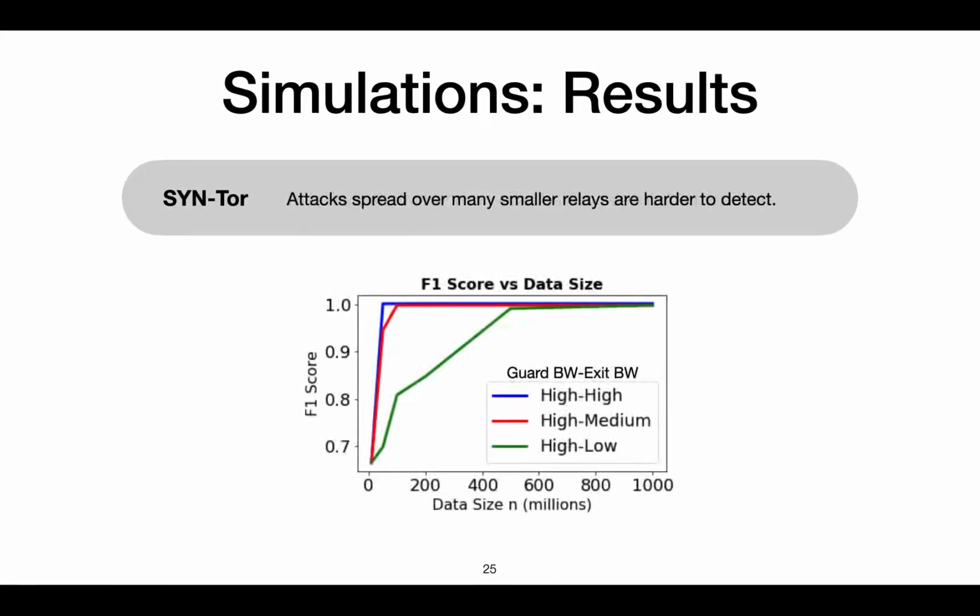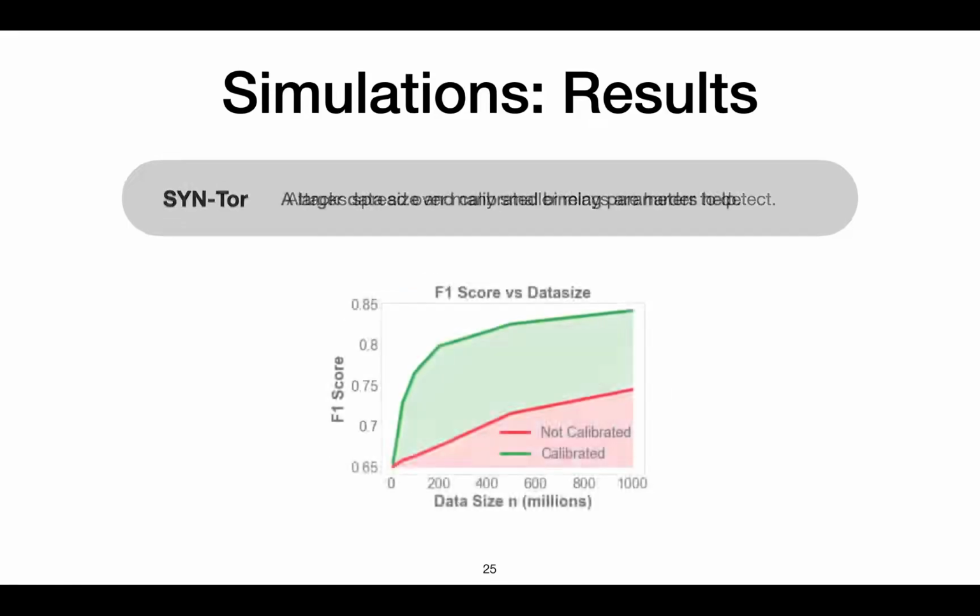We also saw that attacks spread over many smaller relays are harder to detect. Here, the red and blue lines demonstrate that a powerful adversary using large or medium-sized relays can be easily caught using a small amount of data. However, the green line shows that an attack spread over many smaller relays requires more data to achieve similar performance. The red line in this plot shows a particularly difficult scenario using very small relays. As we can see, increasing the data size and appropriately calibrating the binning parameters improves performance.